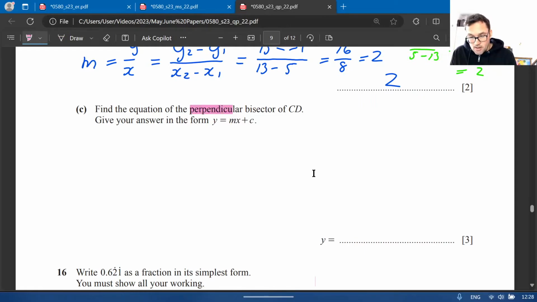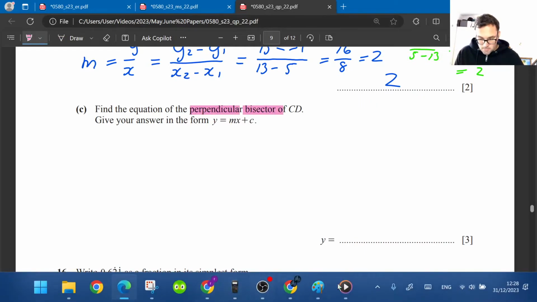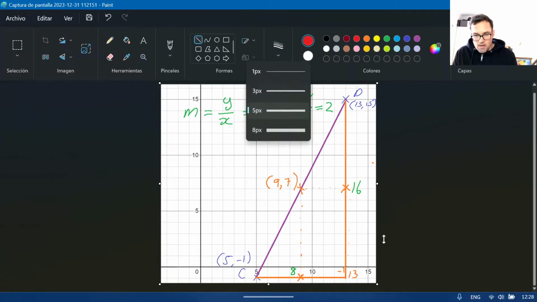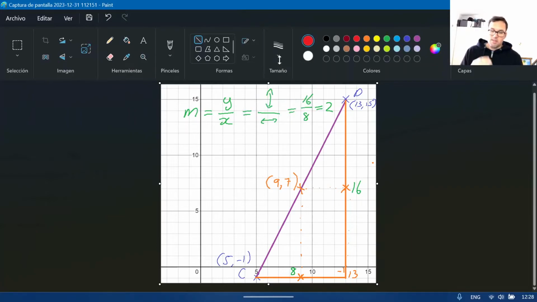Perpendicular bisector. Two words, we need to know what that means. Let me show you. First of all, let's start with perpendicular. Perpendicular, of course, will be a line that crosses the CD line, the purple one, at a perpendicular angle, 90 degrees. It needs to cut it.